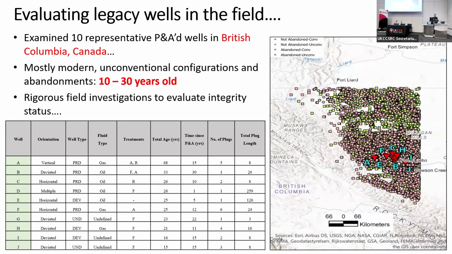British Columbia, Canada. These were actually relatively modern wells, typically 10 to 30 years old. Quite a few were unconventional configurations, but you'd term them modern well designs. We go out and do some rigorous field investigations. There's a table there with the wells anonymized A to J, 10 different wells with some different characteristics. And if you look at the map of Northeast British Columbia, that's quite the Swiss cheese up there, where they've done a lot of development. It's about 25,000 wells since the 1960s.